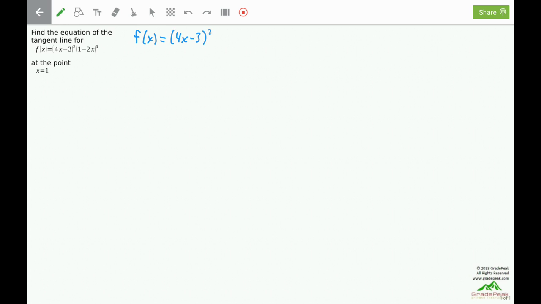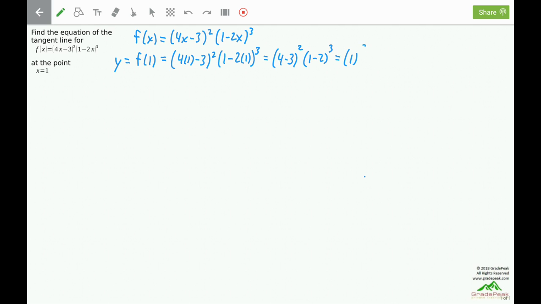We have (4x minus 3) squared and (1 minus 2x) cubed. So the corresponding y coordinate to x equals 1 is y equals f of 1, which means (4 times 1 minus 3) squared times (1 minus 2 times 1), quantity cubed. 4 times 1 is 4, minus 3, then squared, and then 1 minus 2 times 1 is minus 2, and then cubed. 4 minus 3 is a 1, squared.